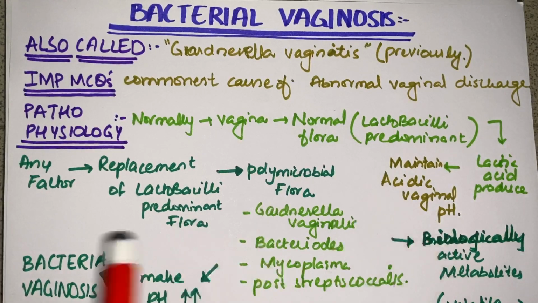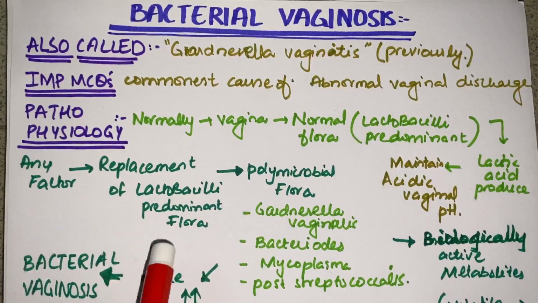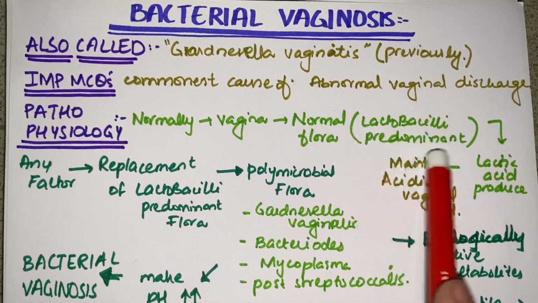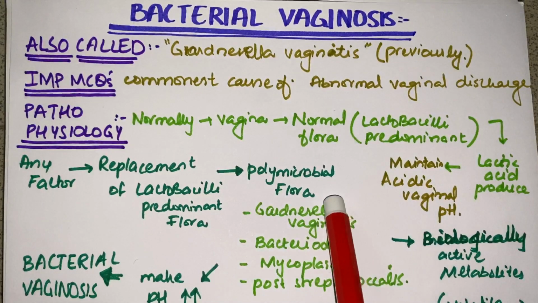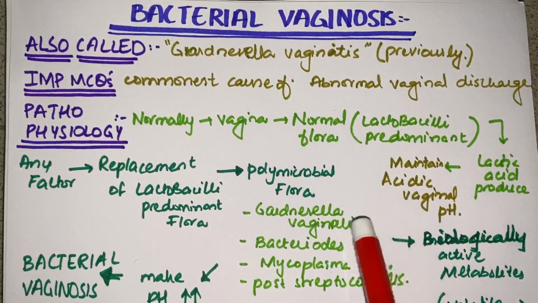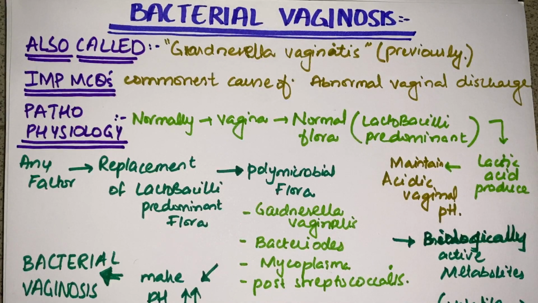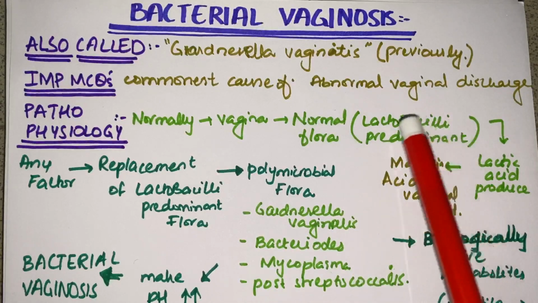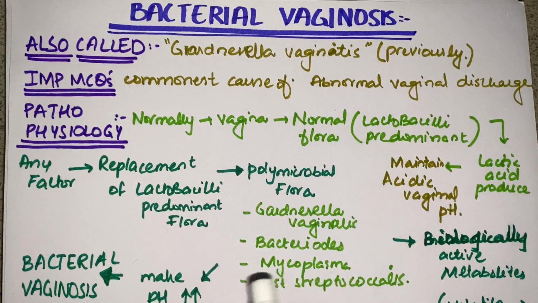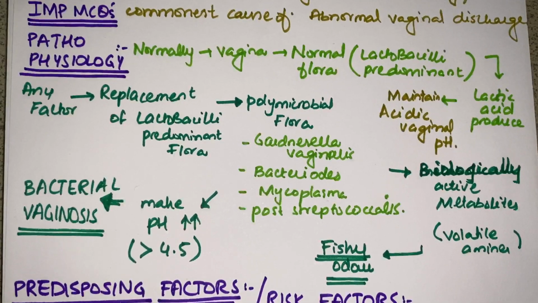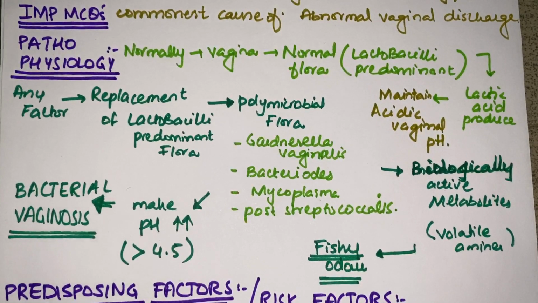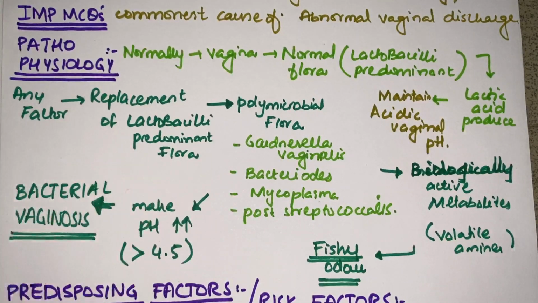But what happens if a predisposing factor comes and replaces this major bacteria, lactobacilli, with polymicrobial flora? What are they? Gardnerella vaginalis, mycobacteria, mycoplasma, bacteroides, or peptostreptococcus bacteria. Now these bacteria replace the lactobacilli. They will produce certain metabolites that increase the pH of the vaginal tract, making the pH greater than 4.5, that is alkaline, and it causes bacterial vaginosis.